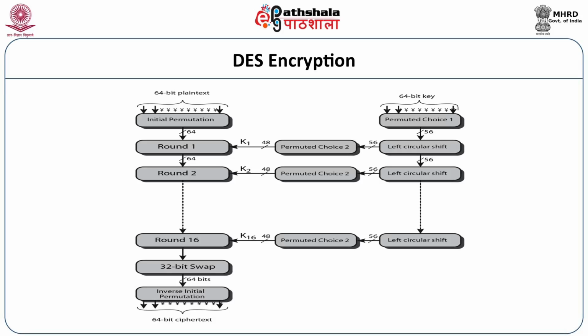Then round 1 is performed, round 2 up to round 16. In each round, a key is fed. The key goes like this: a 64-bit key is input. It also goes to the permuted choice. Then it goes to the left circular shift, then permutation again, and then it is ready to be inputted to the round 1 plain text.